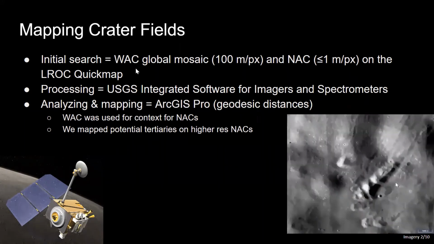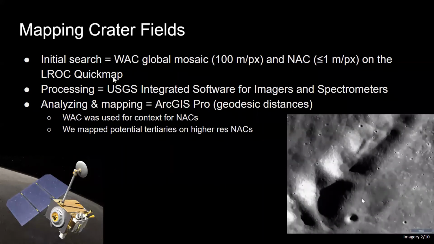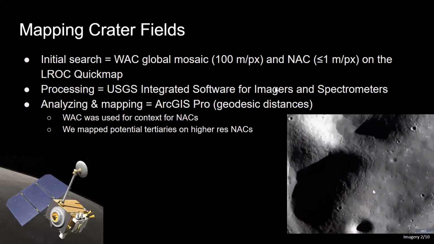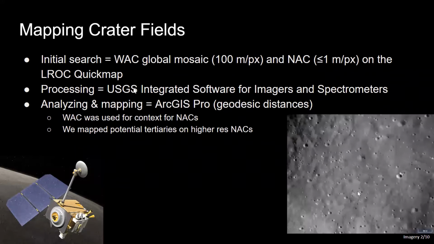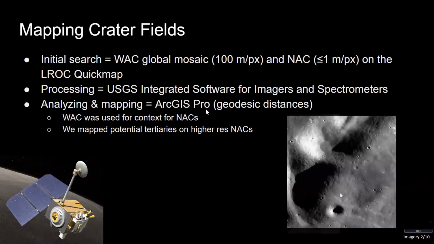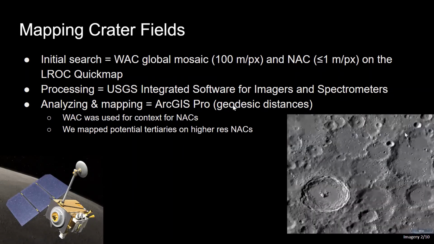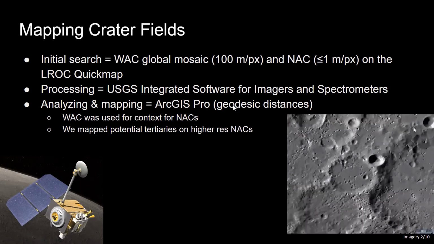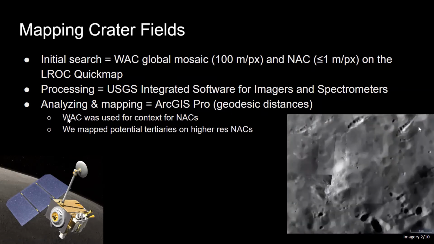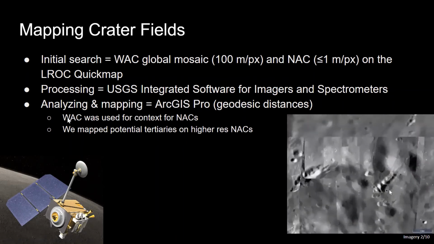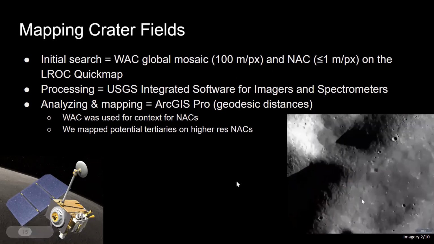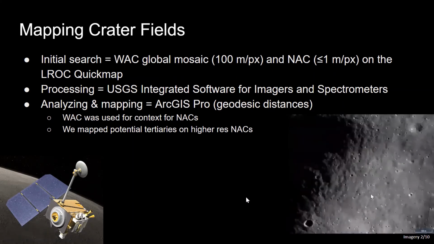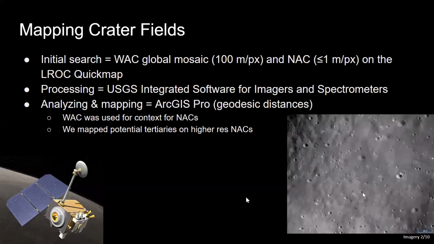Then if we found imagery that seemed pretty nice, we would put it into the USGS Integrated Software for Imagers and Spectrometers. This is a very sad acronym. So then we did some analyzing and mapping in ArcGIS Pro using geodesic distances. So we are working on a sphere. And we use the WAC predominantly as context for the NACs, which are that better imagery. And we mapped the potential tertiaries on the NACs. This right here is LRO. And this over here is a GIF of me zooming in on the QuickMap. So we do have very good resolution on them.